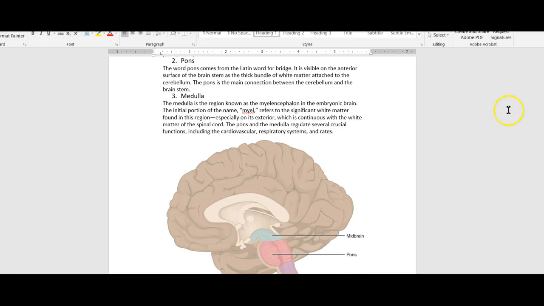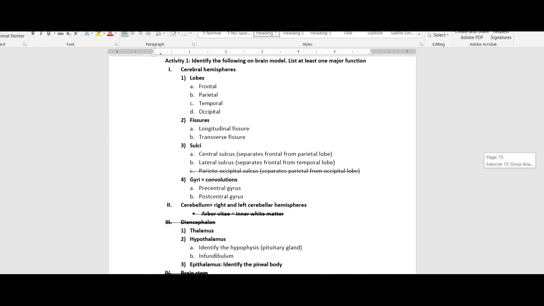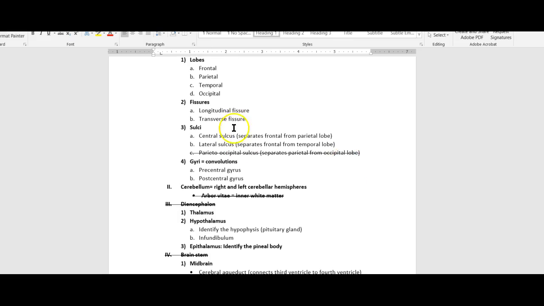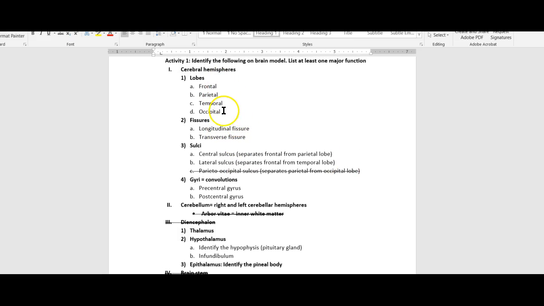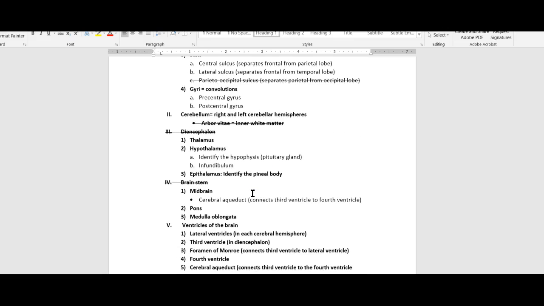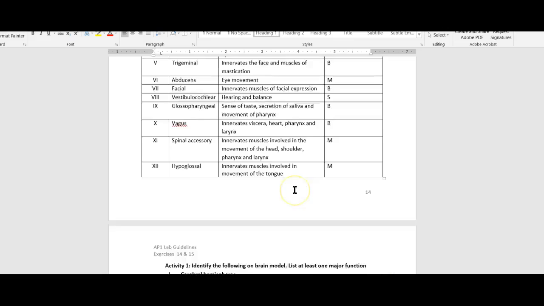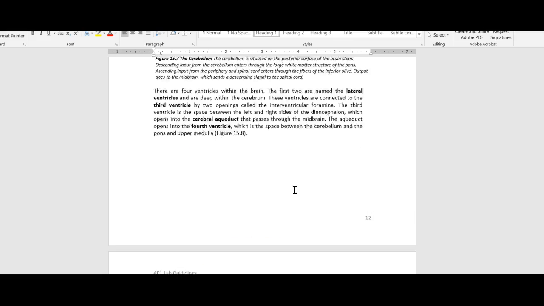So let me just go back to the list because I'm losing my space in terms of what I've talked about and what I haven't. So we got lobes, easy. Fissures, there's the two. Sulci, we know what a sulcus is now. We're not worried about the one that I crossed off. Those two gyri. So then it's just the rest of the brain, which should be straightforward. Where do they have it all labeled?